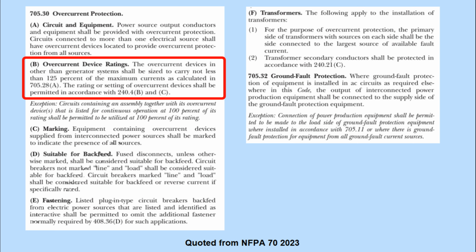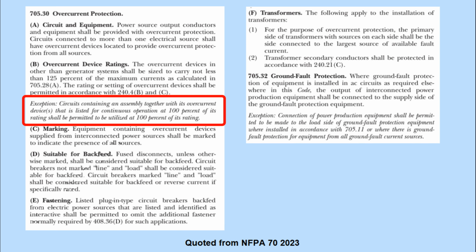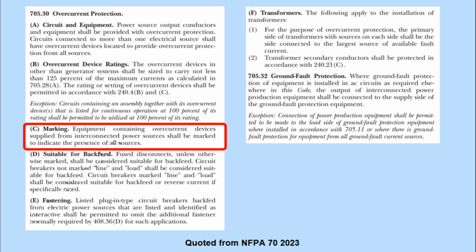We'll take a look at 705.28a shortly. There's an exception. Circuits containing an assembly together with its overcurrent devices that is listed for continuous operation at 100% of its rating shall be permitted to be utilized at 100% of its rating. C. Marking. This goes hand in hand with the labeling and marking we reviewed in Article 690. Equipment containing overcurrent devices supplied from interconnected power sources shall be marked to indicate the presence of all sources.